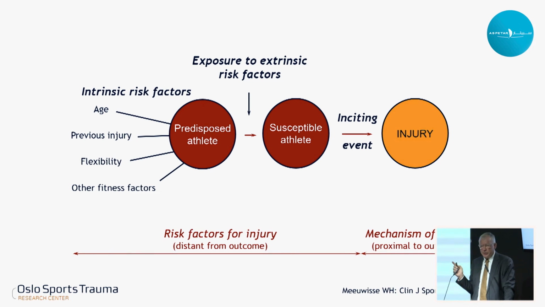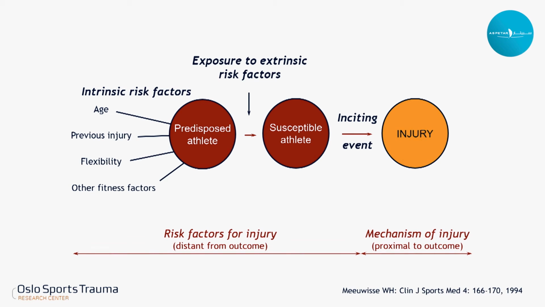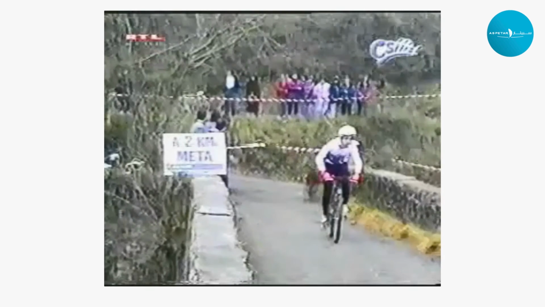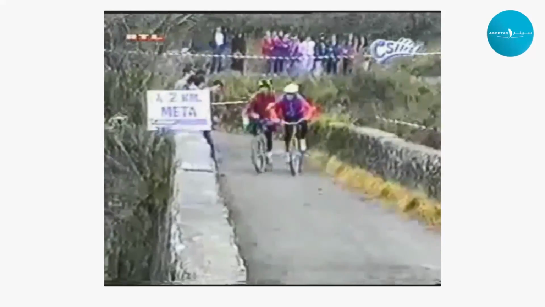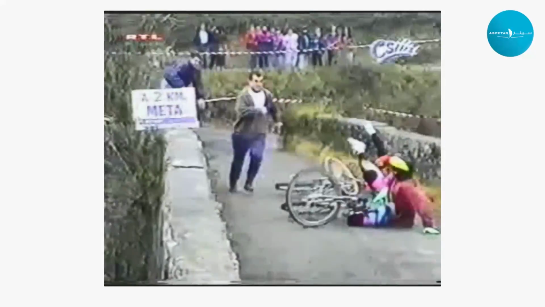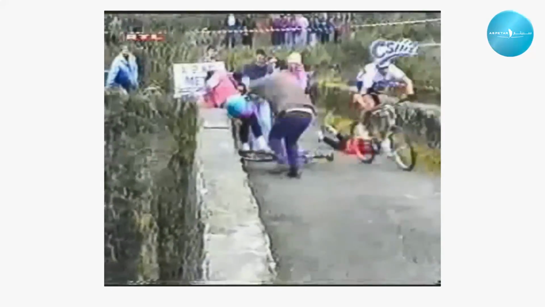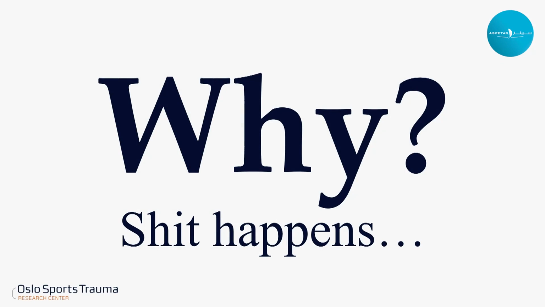Well, I did share this with you. Injury is a result of a complex interaction between different factors, and this is just the simplest model. There are more complex models. Here is one. There's at least 2 or 3 more that I could put up here, which clearly show that injury prevention is difficult and injury prediction is difficult, as you can see on this video. So the answer to why is, well, shit happens.